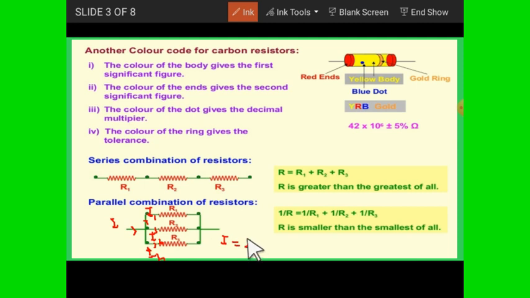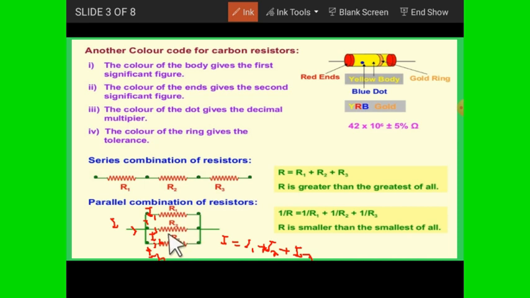So it will be equal to I1 plus I2 and I3. So your total current will be equal to the sum of the currents flowing across these different branches of resistors. You can take it, this is the first branch, second branch, third branch, like that. So total current will be equal to the sum of the currents that flow through the different resistors, right?